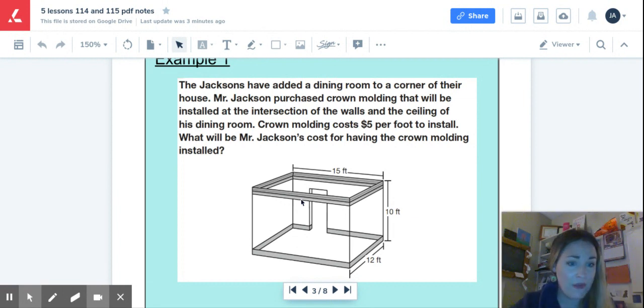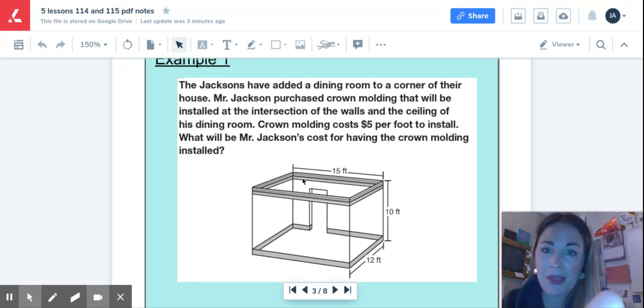So we're not looking to fill the space. He's not looking to paint his ceiling, cover that whole space. He needs something for the perimeter. That's what we're talking about. I'm looking at this picture here. I can actually see the crown molding right here that he wants to install. We're talking about perimeter, that outside. So I need to use my perimeter formula.